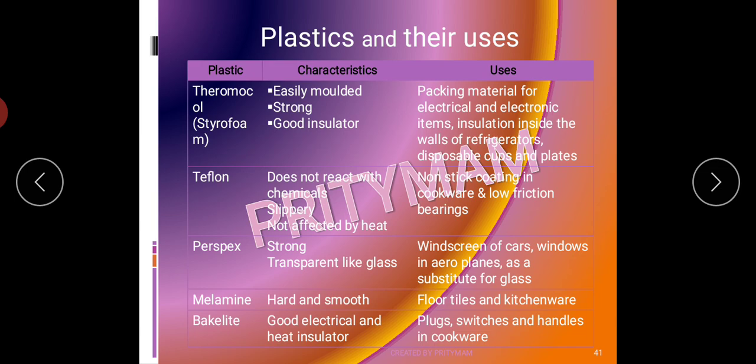Some more plastics and their uses. Thermocol. It can be easily molded. It is quite strong also, and it is a good insulator. It is used to make packing material for electric and electronic items. It is also used as insulation inside the walls of refrigerators and to make disposable plates and cups.